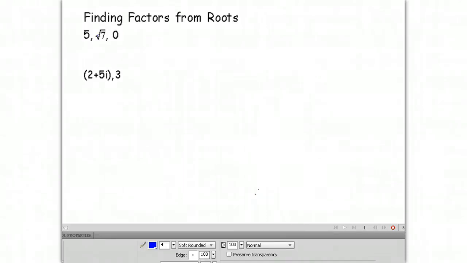So what we did next was we started taking the roots and writing the factors. So here we have a polynomial with some roots, 5, root 7, and 0. And then we also learned here that if root 7 is a root, then we also have negative root 7, because irrational roots always come in pairs.